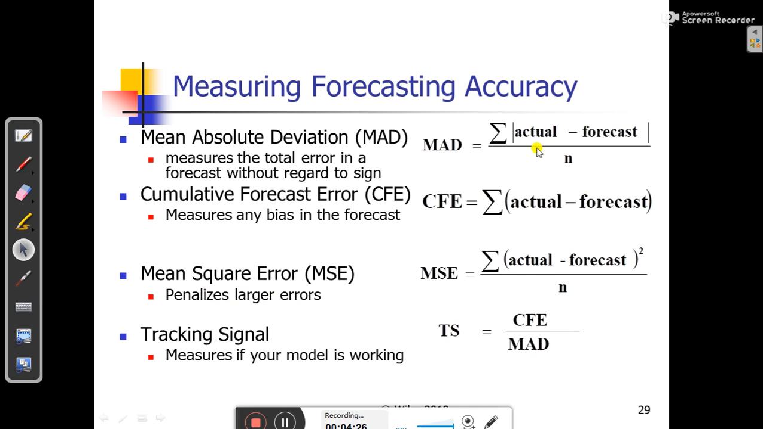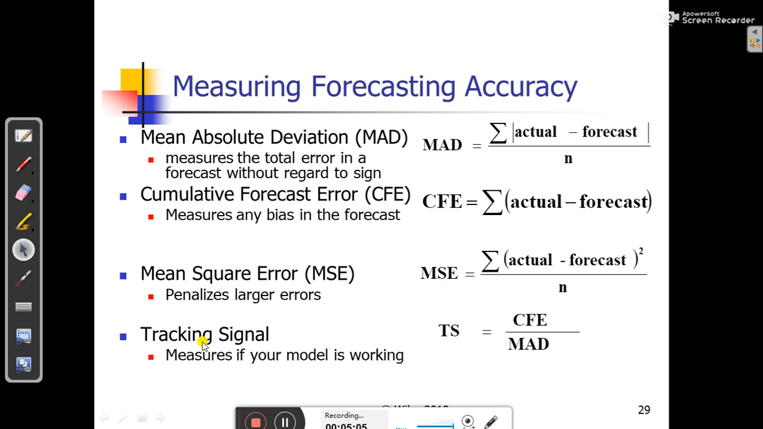MSE is actually a magnified version of the mean absolute deviation, because here you can see actual minus forecast is squared. So the negative values of actual minus forecast will also become positive, and positive values remain positive because of the square, and summing up everything divided by n. So it is mean square error. We are squaring the values, then taking the summation, then taking the mean. So it penalizes larger errors, and it might create some larger value due to the squaring of the errors.